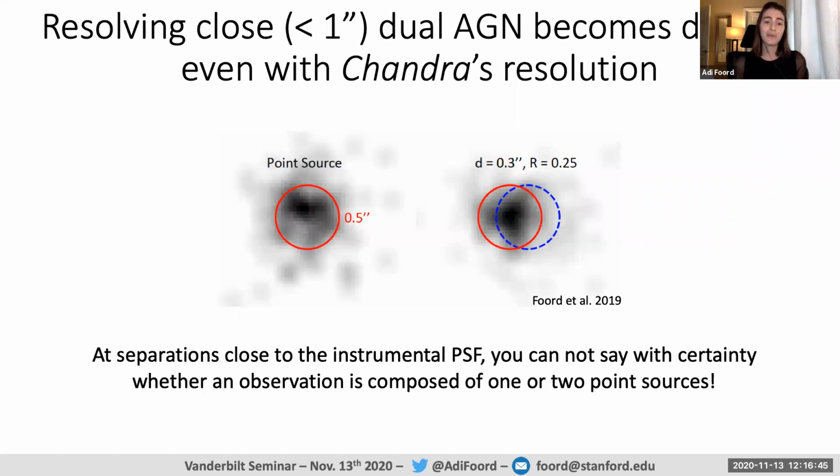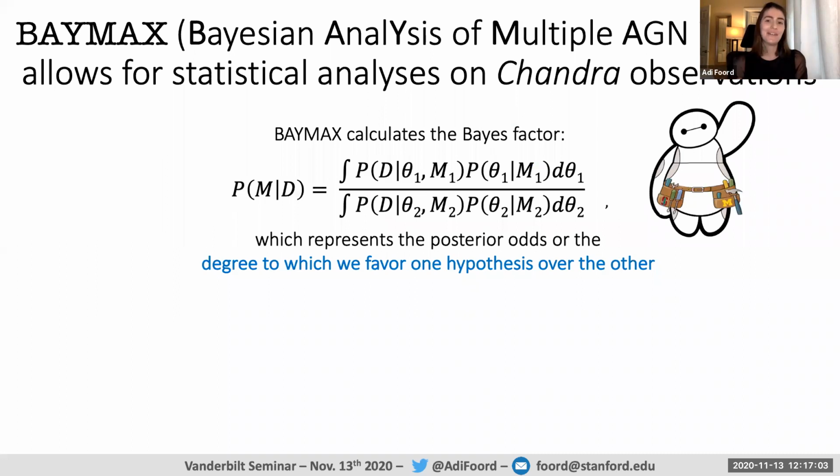So this issue was the motivation for my thesis when I was at the University of Michigan, where the development of a tool that could analyze a Chandra observation and tell you the likelihood that you are looking at one versus multiple things would be extremely useful. And thus I developed BAYMAX, and BAYMAX allows for this statistical analysis on Chandra observations. It does so using a Bayesian framework, as you could guess, namely Bayes factor.